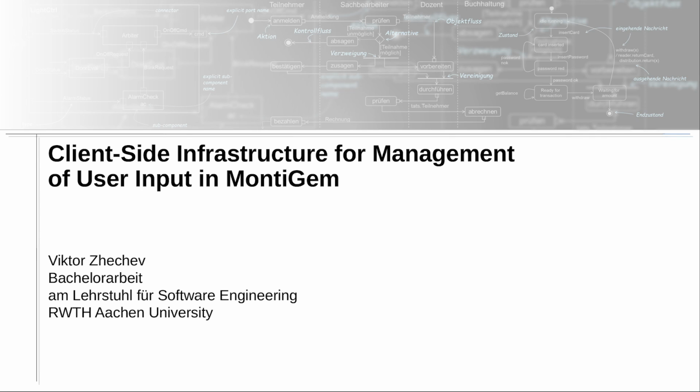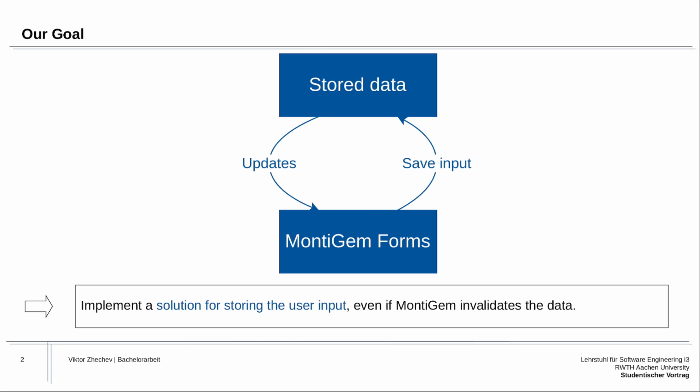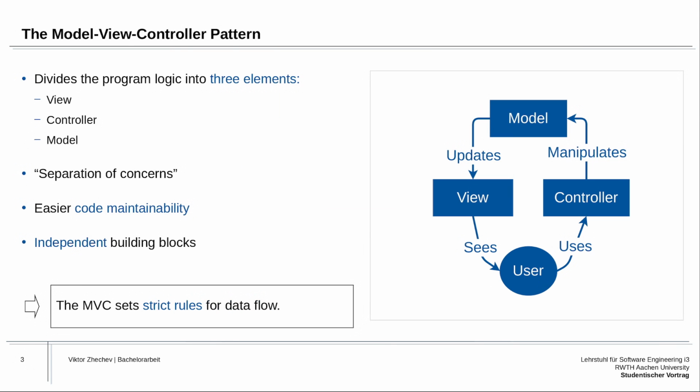My goal for this video is to present you with the basics of how MontiGem handles users' input and my work for advancing its concept of state management. The main effort of this work was introducing a persistent source of truth for the forms module in MontiGem. This means that all of the components of the application should be able to read and store their values in this object and not override it if not explicitly said so.